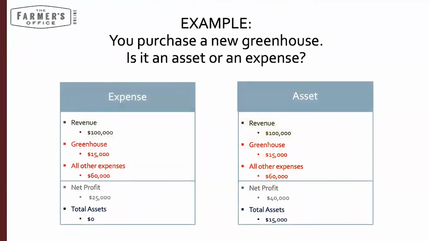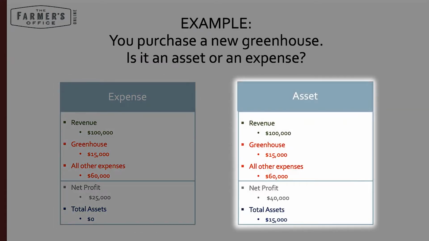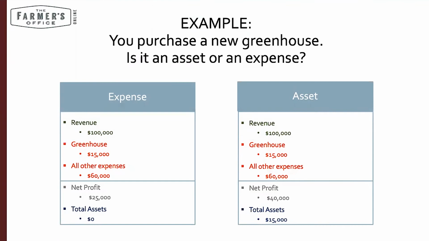Here's an example of purchasing a new greenhouse. So let's say you have revenues of $100,000, you purchase a greenhouse for $15,000, and all of your other expenses are $60,000. Now, if you categorize the greenhouse as an expense, you're going to show a net profit of $25,000 and no assets. If you categorize the greenhouse as an asset, you're going to show a net profit of $40,000 and total assets of $15,000. Very different stories just by how we categorize the transaction of purchasing a greenhouse.